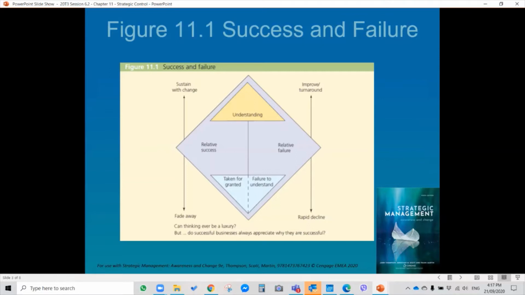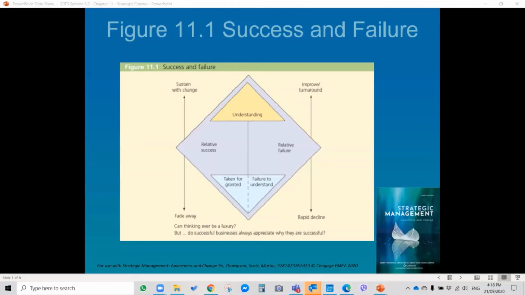And explains, okay, when you look at this diamond here, you can split it down the middle, the vertical axis. Anyway, so we can divide this diamond into two. The right side is failure, and the left side is success. So what really matters is not so much whether you are failing, but whether you're failing and not understanding why you are failing. If you don't understand why you're failing, that is the ultimate disaster.